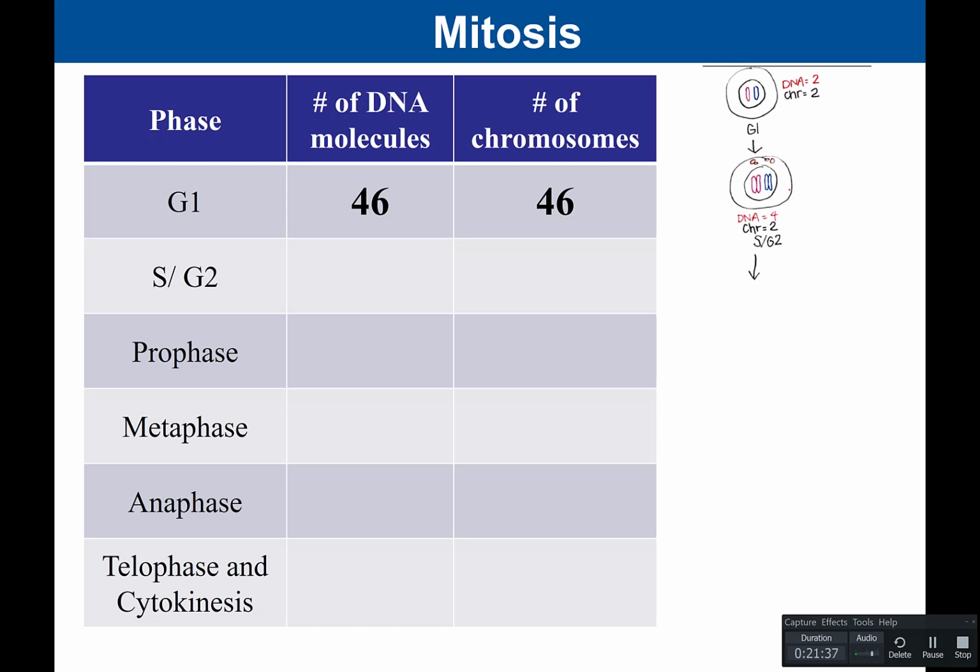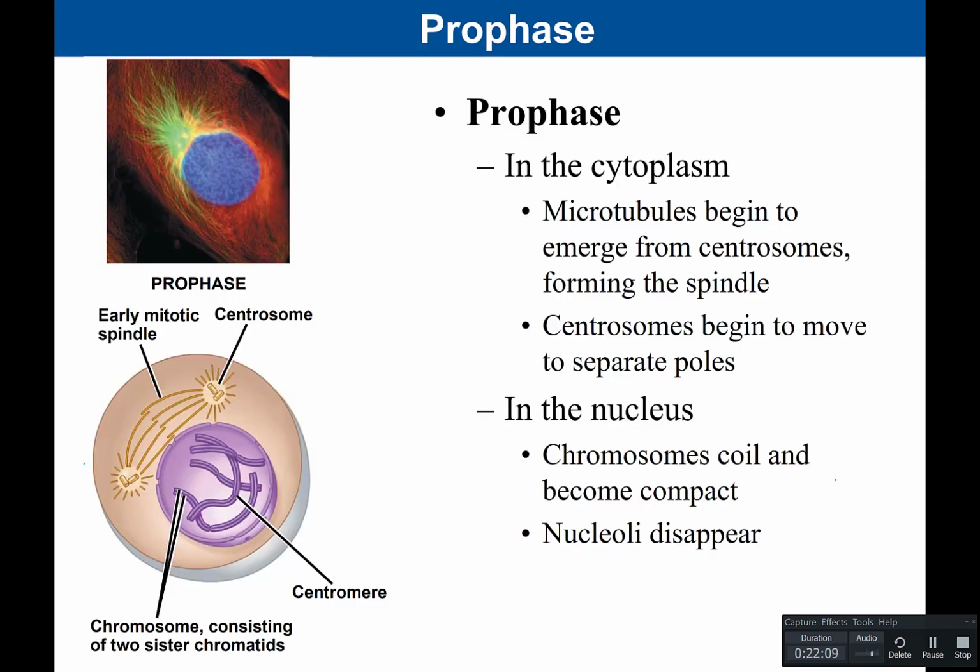So now in S phase, if we have duplicated our DNA, how many DNA molecules do we have? 92. So 46 and 46 is going to be 92. How many chromosomes do we have? Still 46. It's just that at this point, each chromosome is made of a duplicated DNA. So it has sister chromatids, and so each chromosome is now made of 2 DNA molecules.